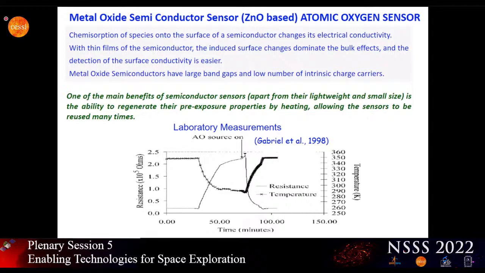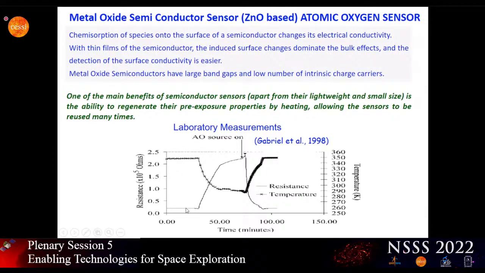One of the main benefits of the semiconductor sensors is that it is reusable. It can regenerate their pre-exposure properties after heating, allowing the sensors to be reused many times. This is an example of the laboratory measurements that were carried out.